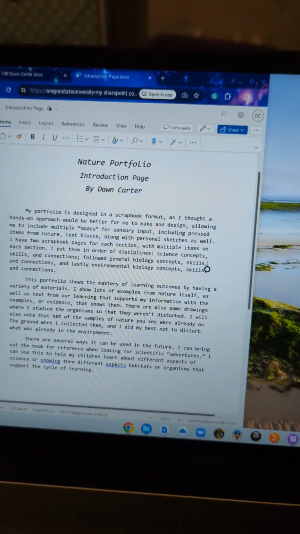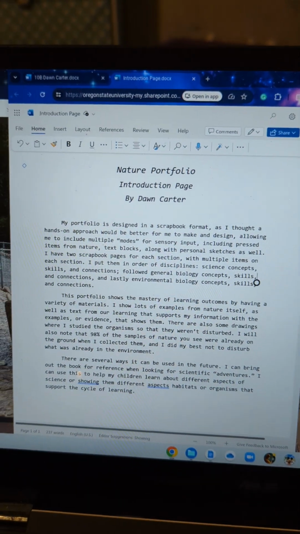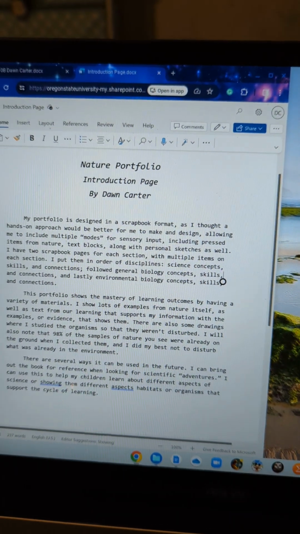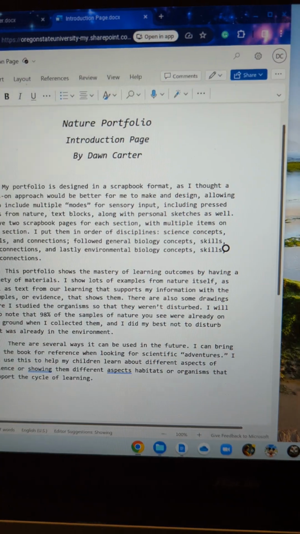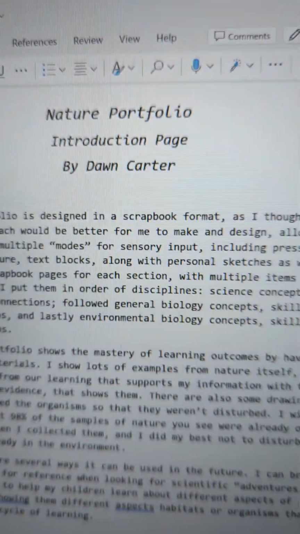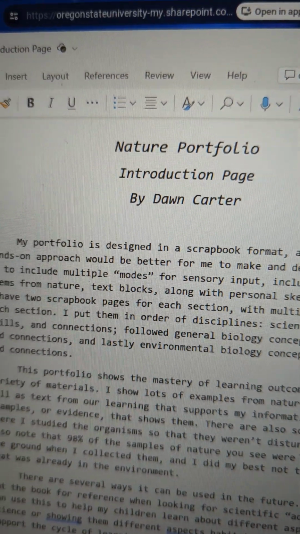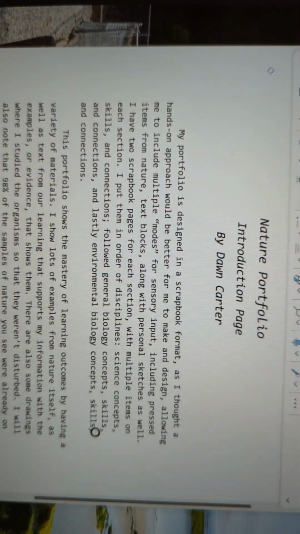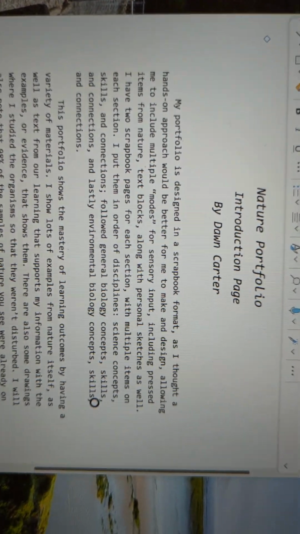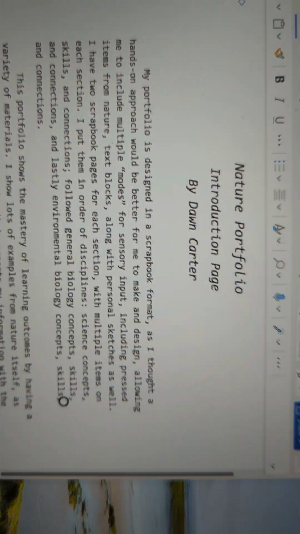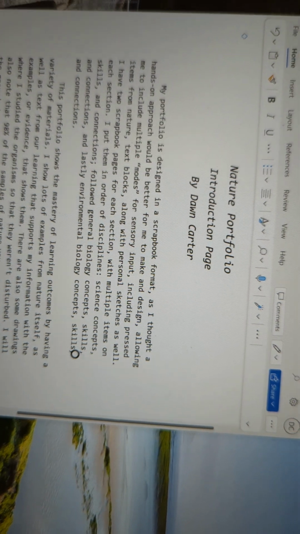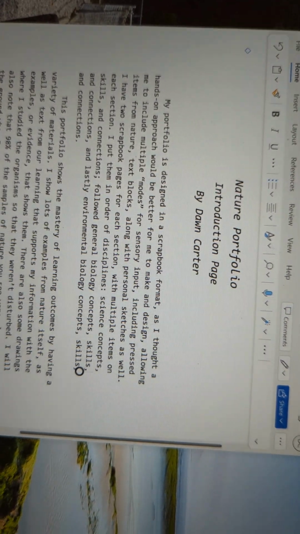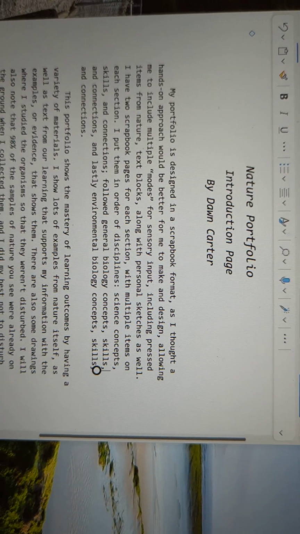Hello. Excuse me. I have my introduction page on the computer because I don't have access to a printer. So once again, here is my page. The portfolio is in scrapbook format with multiple modes for sensory input. I just put them in order here, with science and then general biology and environmental biology.